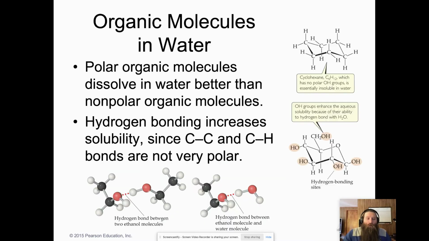Now, there are more molecules than just salt. We do need to think about, say, organic molecules, because organic molecules are really important to us as living things, right? And when we're looking at whether or not they will dissolve, we look for polarity. We know that like dissolves like. So polar organic molecules are going to dissolve fairly well in water compared to non-polar organic molecules. Look for the potential for hydrogen bonding between your organic molecule and your water, right?